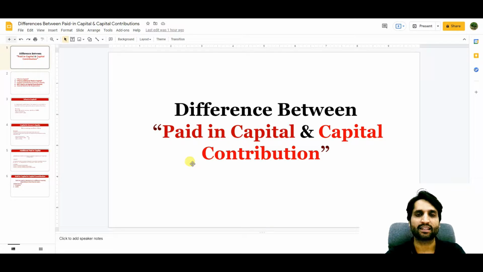Our today's topic is the difference between paid-in capital and capital contribution. We will see this topic with the help of real life examples, and I will share with you the journal entries of each example so you will understand this concept easily.